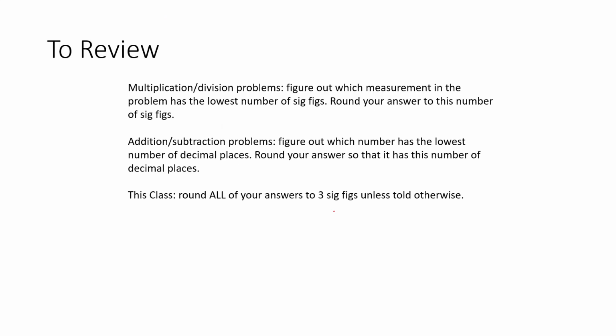So to review multiplication and division problems, figure out which measurement in the problem has the lowest number of sig figs and round your answer to this number of sig figs. In addition and subtraction problems, figure out which number has the lowest number of decimal places and then round your answer so that it has that number of decimal places.